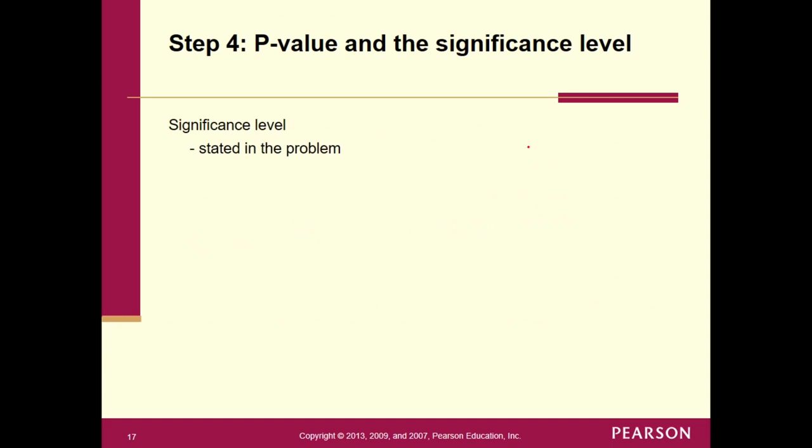So we have this idea of the significance level, and it's stated directly in the problem. The symbol that we use for the significance level is alpha. Now, the reason why we have to talk about the significance level with the p-value is that this is basically our cutoff. It's how low the p-value has to be in order to go ahead and reject the null hypothesis. And so usually alpha is going to be stated as 0.1, 0.05, or 0.01. Those are typical values for alpha, the significance level.